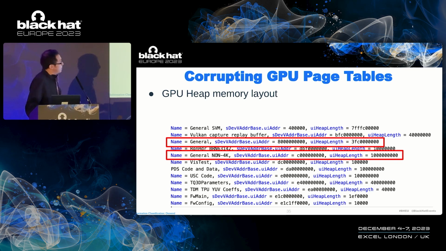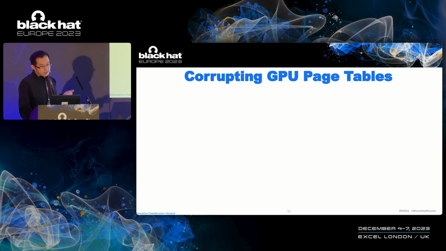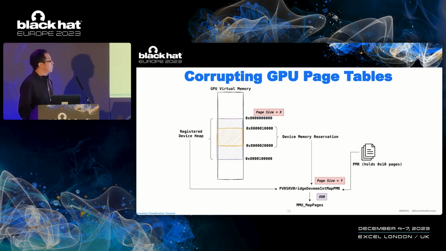So why do we have a memory section that's called non-4K? After some research, the PowerVR GPU actually has a very fancy page table setup, as they support different kinds of page granularity. So one of the ideas for corrupting the page table is to supply different page granularity and cause out-of-bounds in managing the page table.